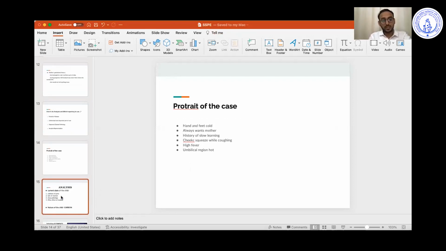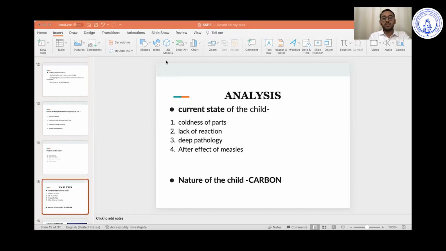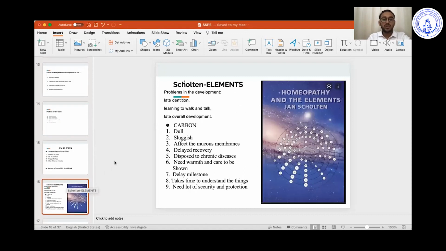So we come to the next stage, where you can see there is a coldness of the part. There is a lack of reaction. The child is not responding at all since the last 72 hours. And the child was given only 24 to 48 hours to show some response. Then only there was a chance to survive. And this all started after the effect of measles, which was very important. And from the little child history which we came to know from the parents, the child was very slow, dull, sluggish, and all the milestones were delayed. This gives us a little idea about the carbons.